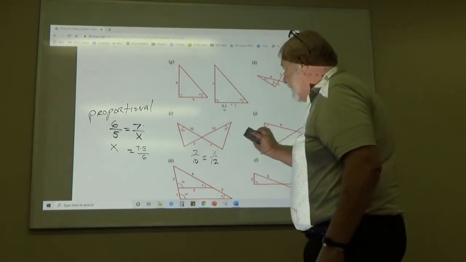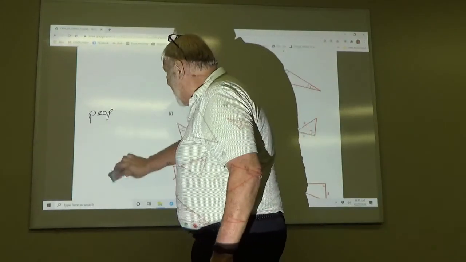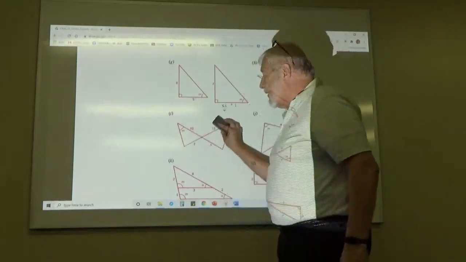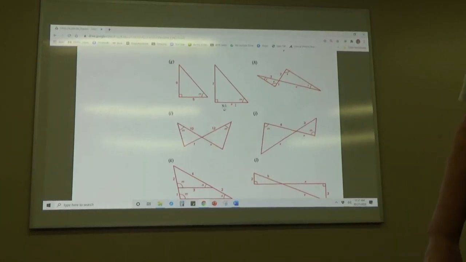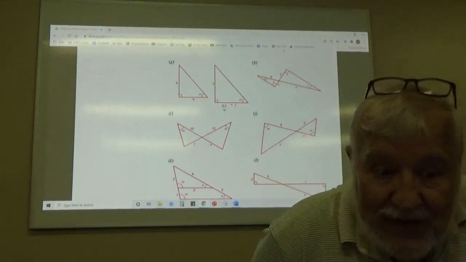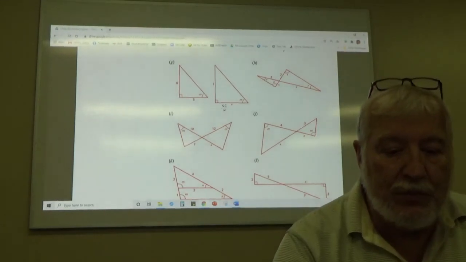Okay? All right, so all of that works the same. So can you anticipate what the test is going to be for chapter 8? It's going to be a lot of algebra, isn't it? Setting up your proportions correctly.